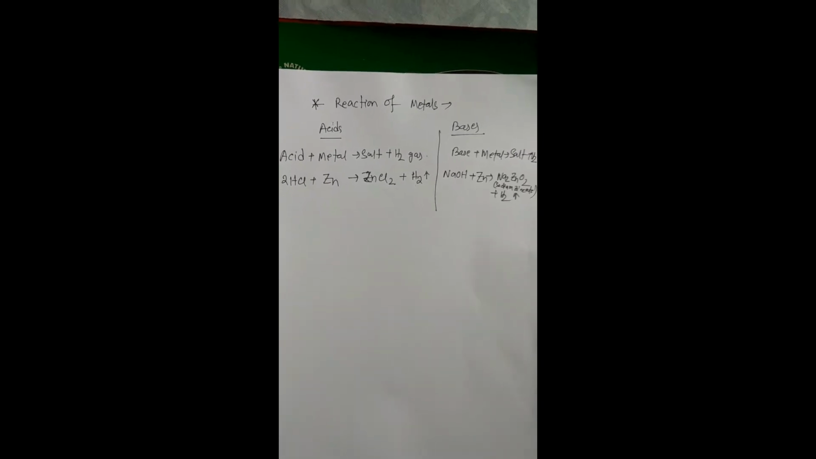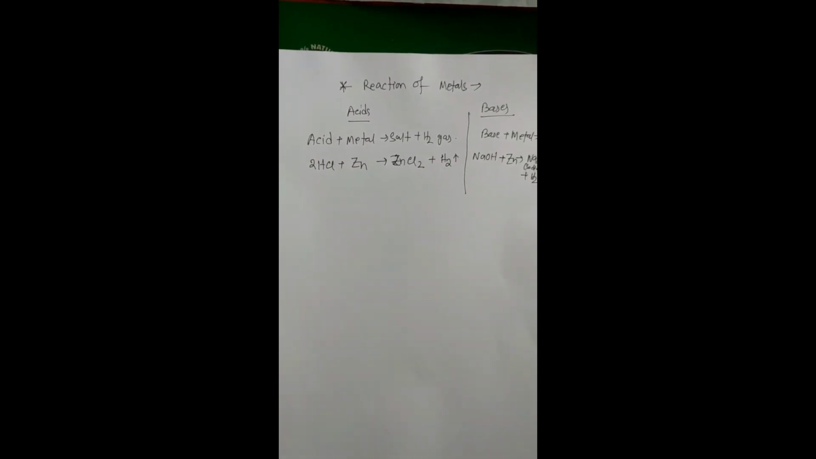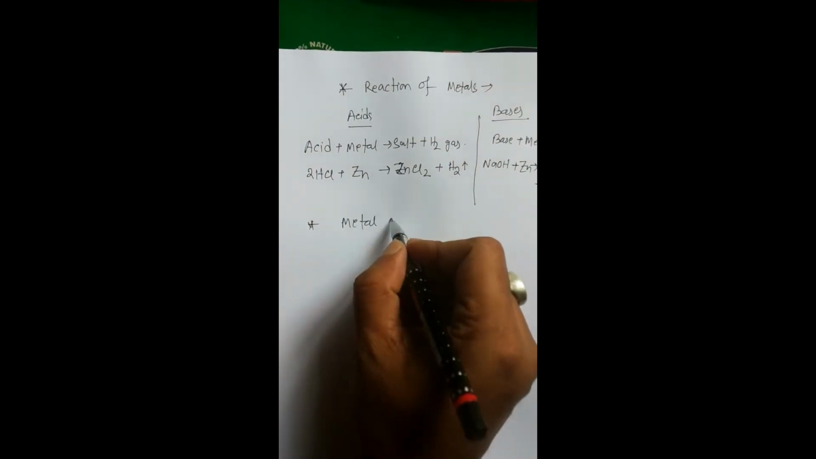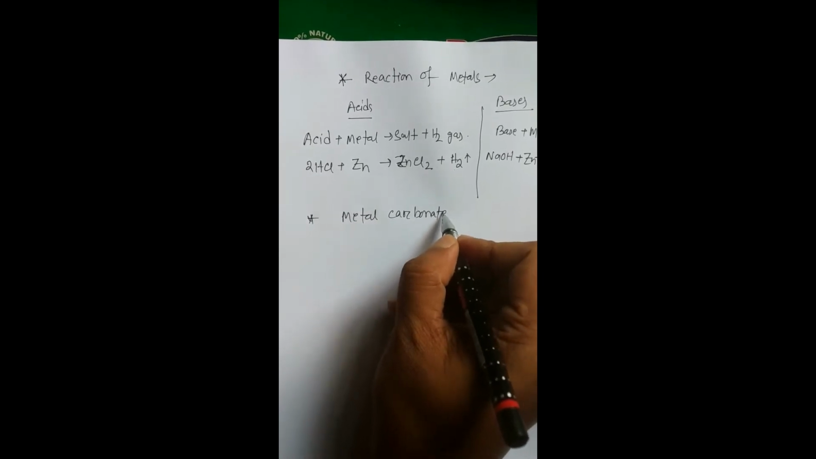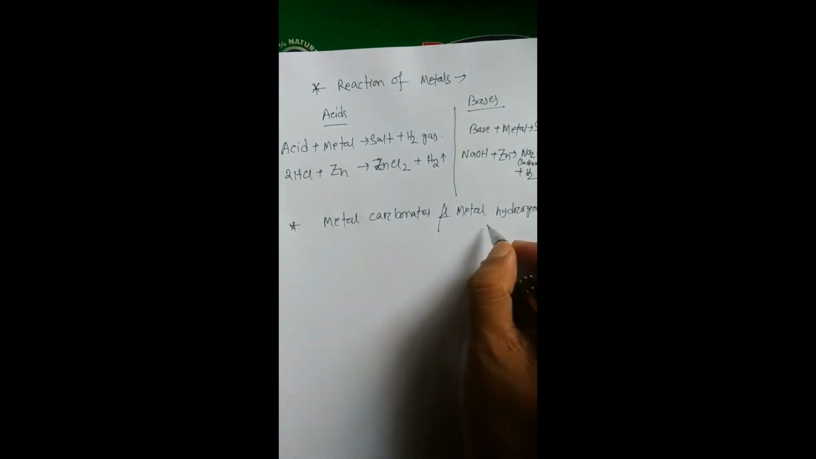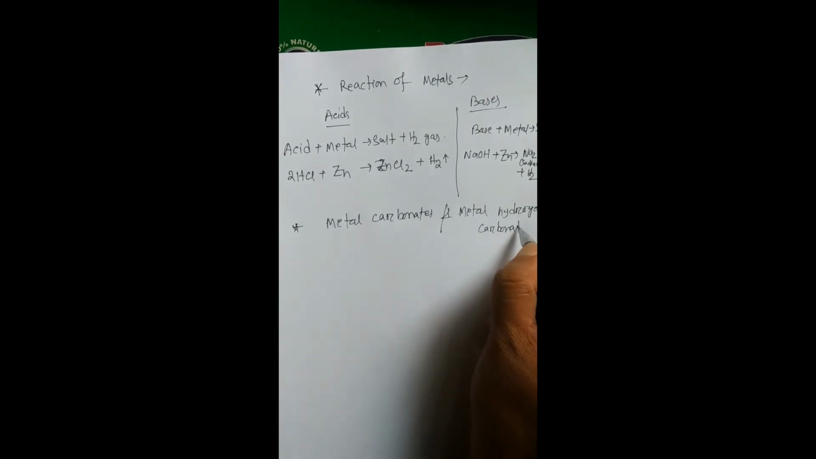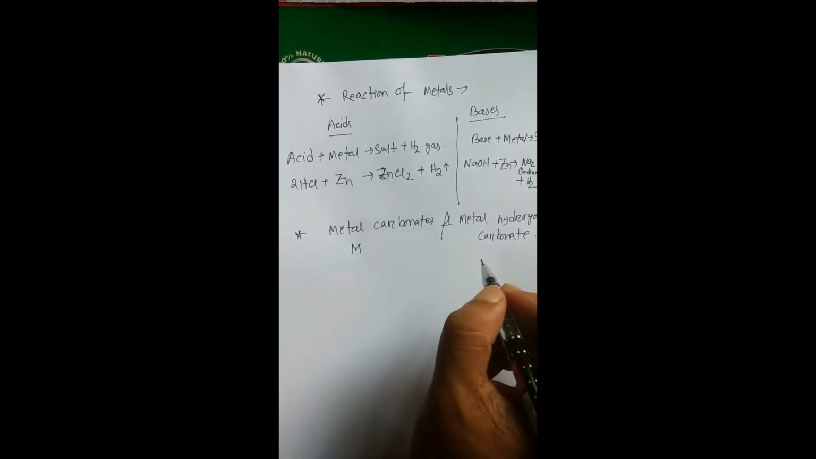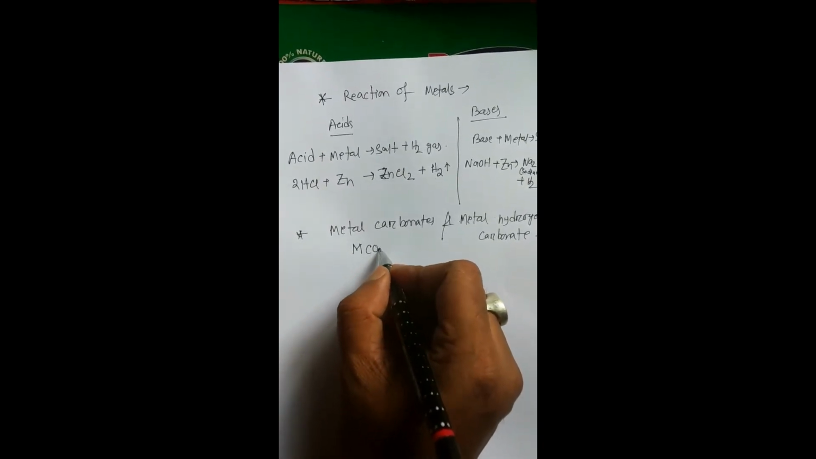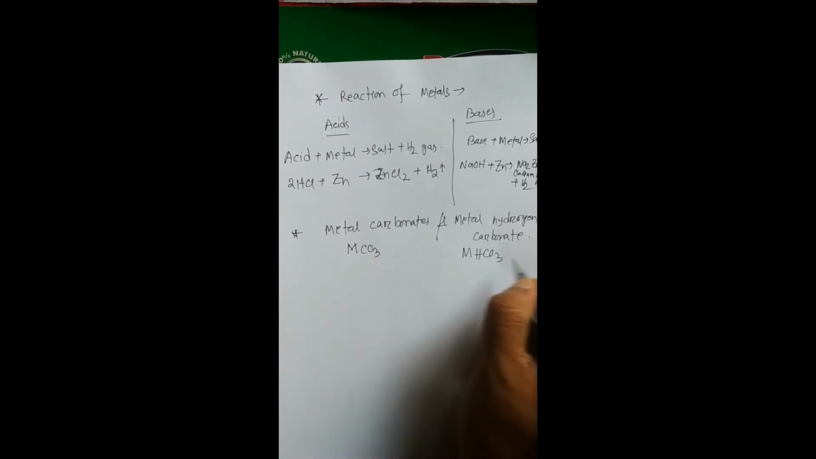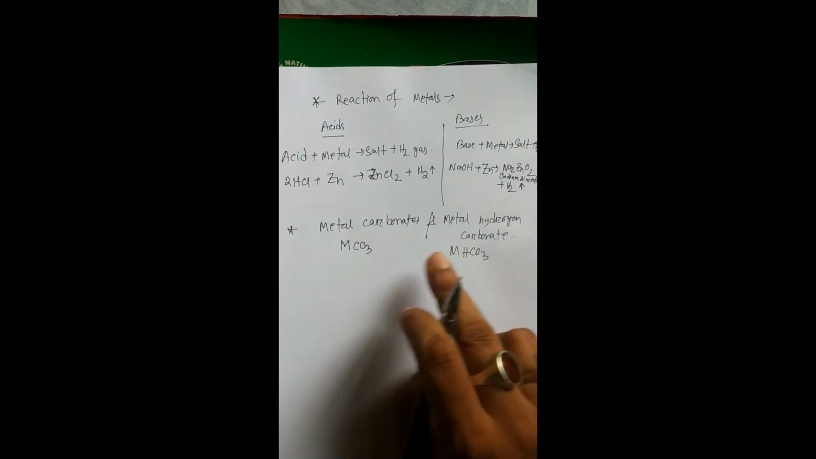So this is all about the reaction of metals. Now we are going to the second part, that is reaction with metal carbonates and metal hydrogen carbonates. Metal hydrogen carbonate is also known as bicarbonate. Suppose M is the representation of metal and carbonate is CO3, and here M is the metal and hydrogen carbonate is written like this. That is bicarbonate and that is carbonate.